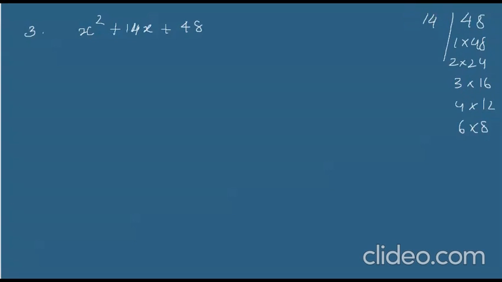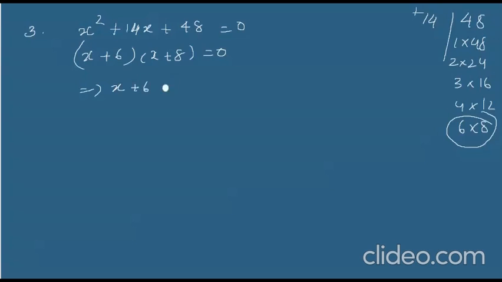Out of this, which one we need to get? If we add, we should get 14. So obviously it is 6 and 8. 6 8s are 48 and 6 plus 8 is equal to 14. So this is equal to 0 since it is an equation. So the factorized form will be x plus 6 into x plus 8 is equal to 0.